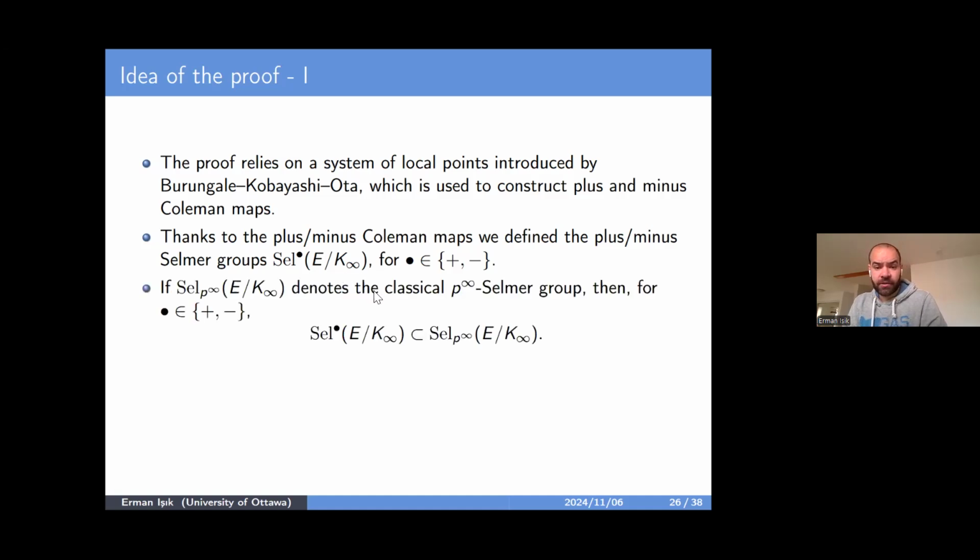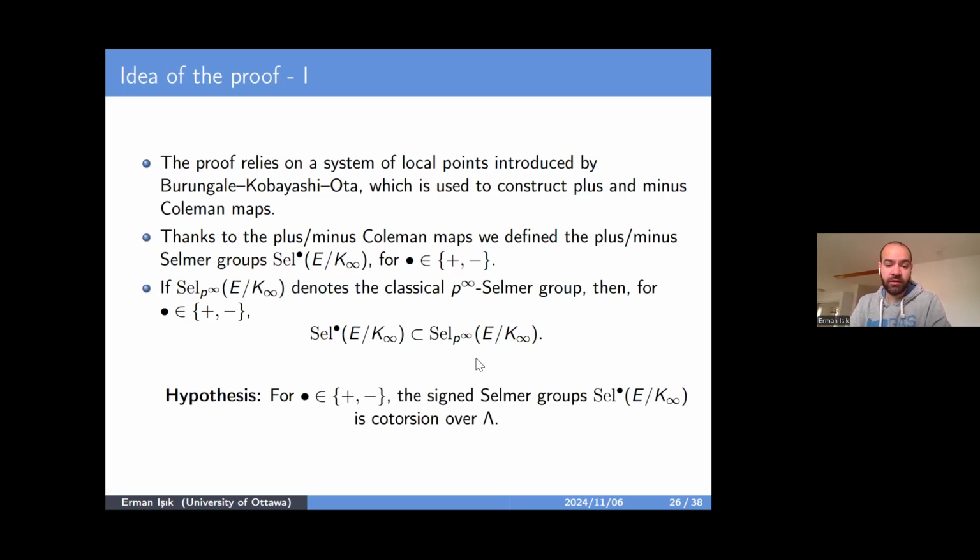And the plus-minus Selmer groups look like that. They lie in this P infinity Selmer group, and they also control the half of the layers, like in Kobayashi's case. But they are not defined in the way that Kobayashi defined them, with the trace compatibility relation. But they play the same role that they did in Kobayashi's case. And as I mentioned, we assume that these Selmer groups are cotorsion.